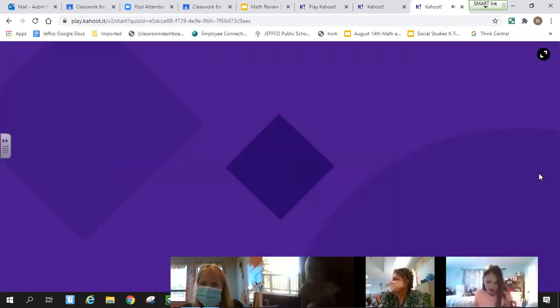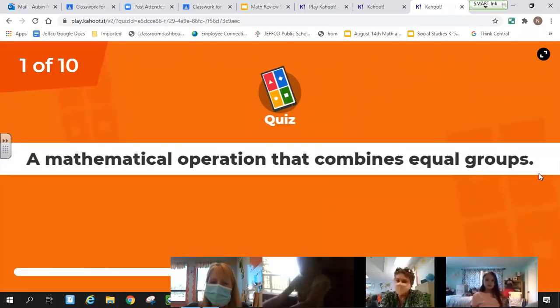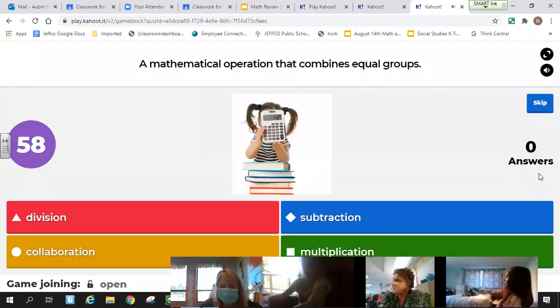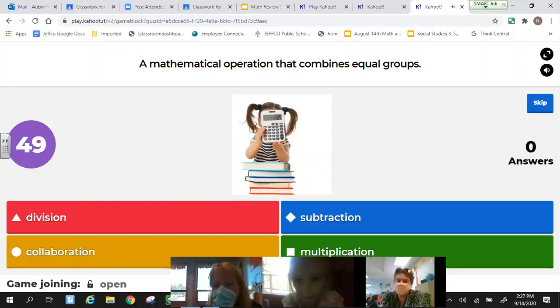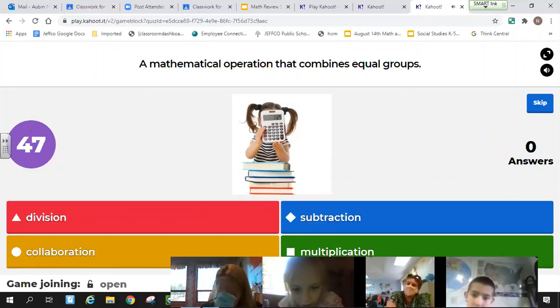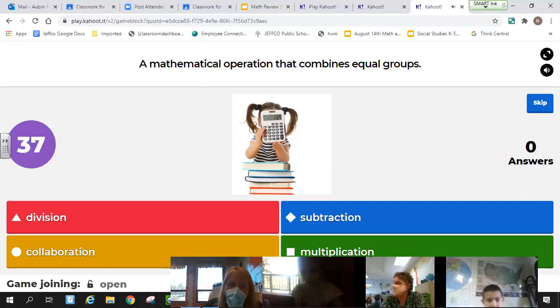You ready? Get your pens ready. A mathematical operation that combines equal groups. Is that division, subtraction, collaboration, or multiplication? Mathematical operation that combines equal groups. Write your answer on your board and hold it up. You can just put D for division if you're struggling getting it done. S for subtraction, C for collaboration, or M for multiplication. Use an abbreviation if you have to.